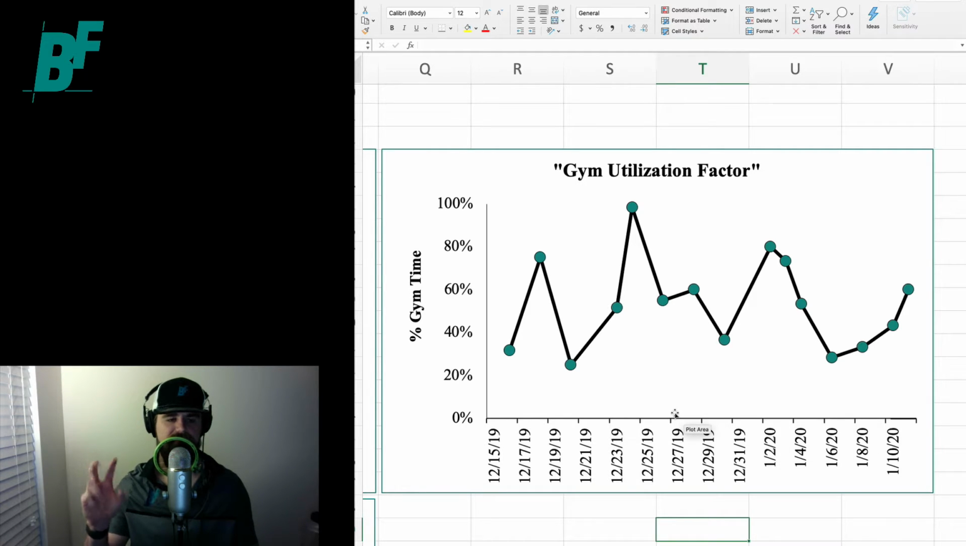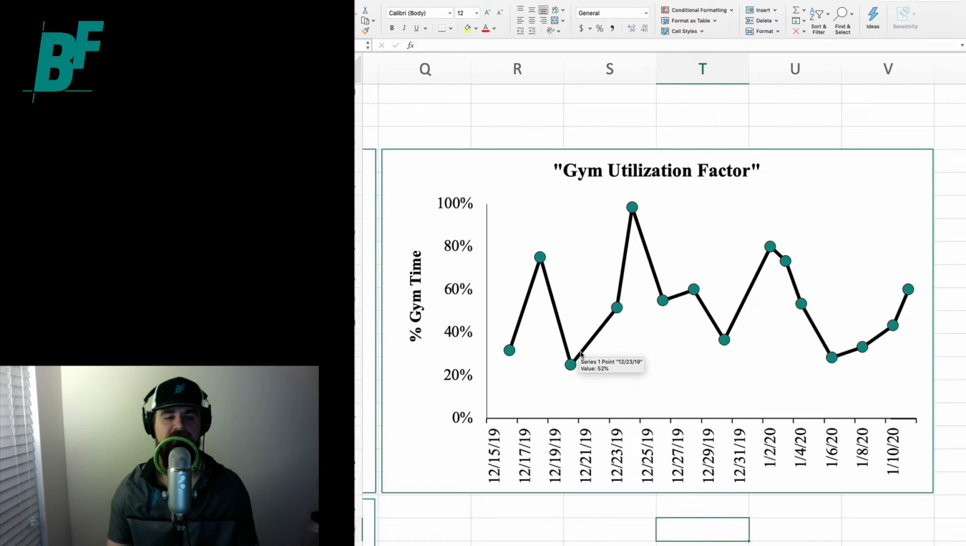I just kind of made up a term. I called this the gym utilization factor. In theory, you could go to the gym 3 hours every day, but if you don't elevate your heart rate, it's going to be zeros down here. So it's just interesting to see how you can have some workouts where you're super highly elevated.